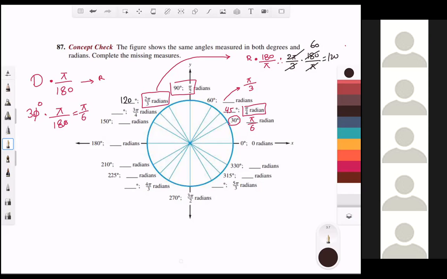Good. This pi over 4 should be your favorite one. We have 3 pi over 4. 1 pi over 4 was 45. 2 pi over 4 is 90. 3 pi over 4 is 45 plus 45 plus 45, which is 135 degrees.